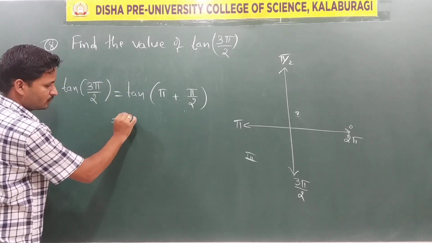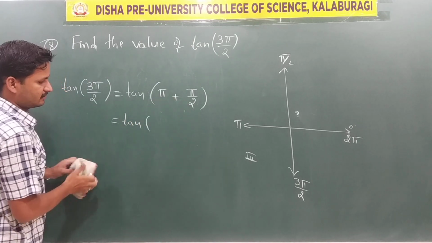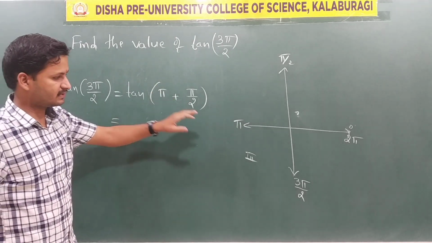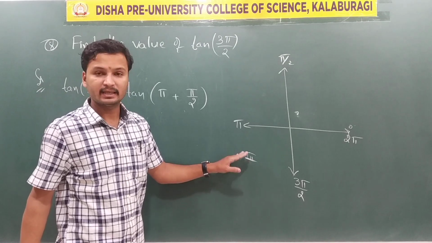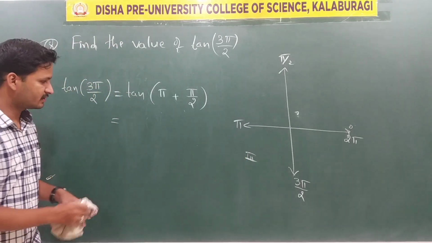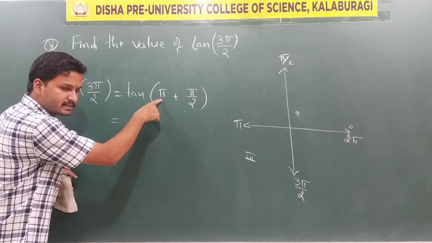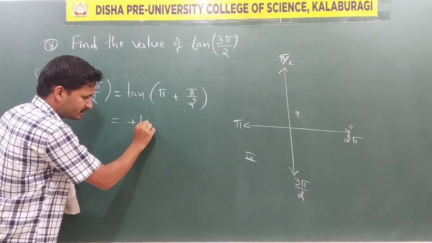So it is equal to tan of 180 plus theta. Wait a minute. 180 plus theta lies in the third quadrant. In the third quadrant, the tan function is positive, so take plus. Since 180 degrees is there, the ratio definitely doesn't change, so keep tan as it is.